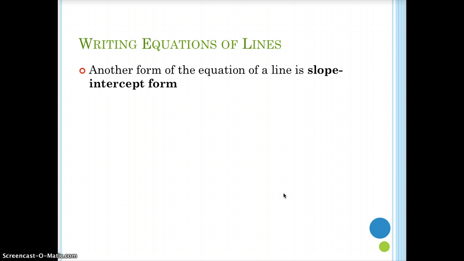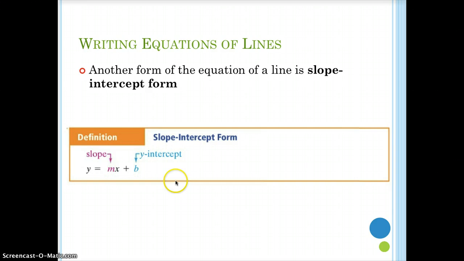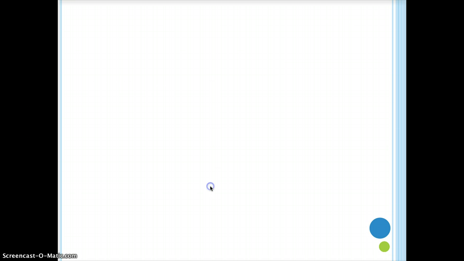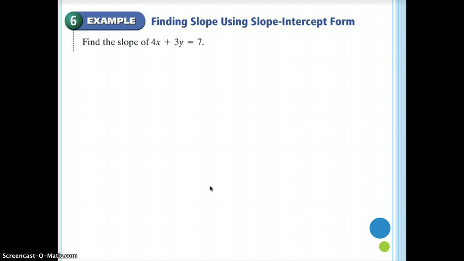All right, the last thing that the book is going to review with you is slope-intercept form, which we already know. In slope-intercept form, we have y equals mx plus b. And here we go with our final example for this lesson. Find the slope, and we're given standard form. Now there are 2 ways of doing this. First of all, we can take this standard form and solve for y, thereby turning it into slope-intercept form.